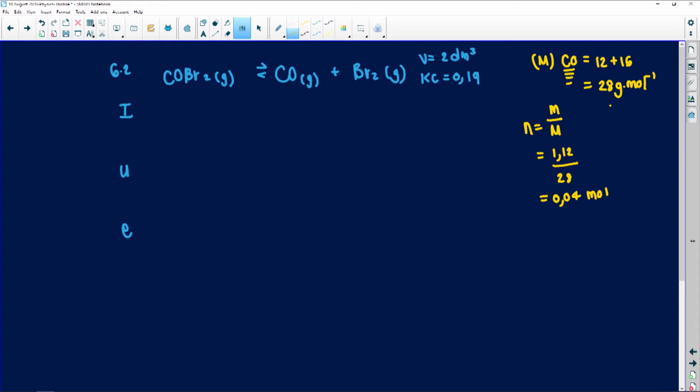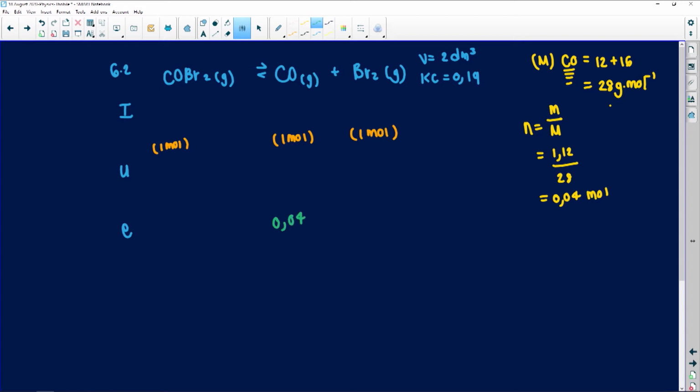I'm looking at the numbers in front. If there is no number, it means there is a 1. This means this is 1 mole. I produce 1 mole of this. I produce 1 mole of this. And then I'm also told that, remember, this is at equilibrium, and this is at equilibrium of the CO. So at equilibrium of CO, I've got 0.04. Let's add on to something.